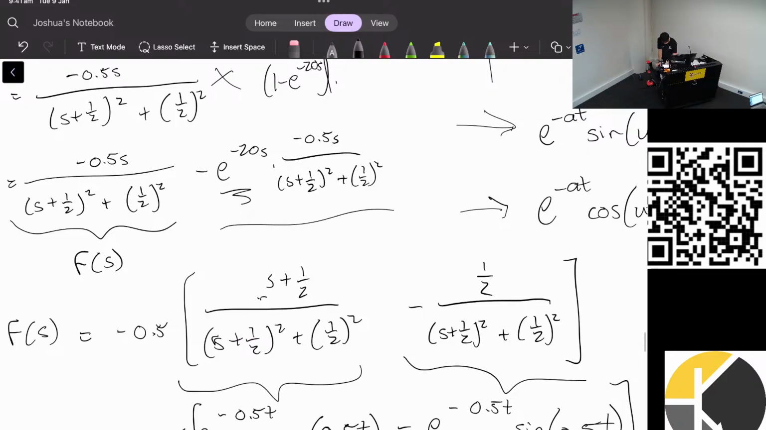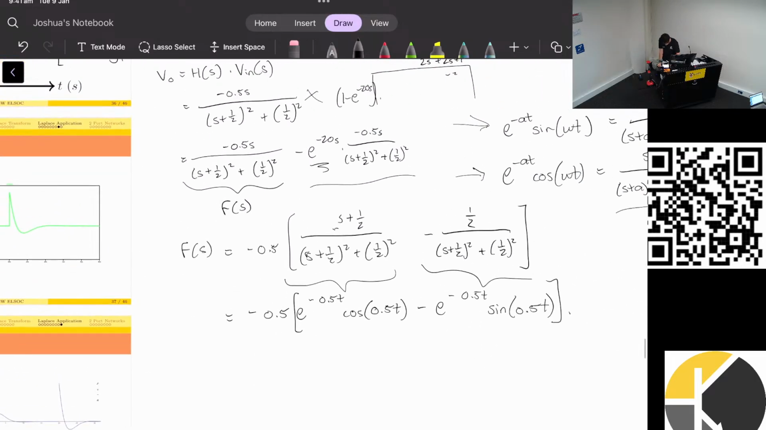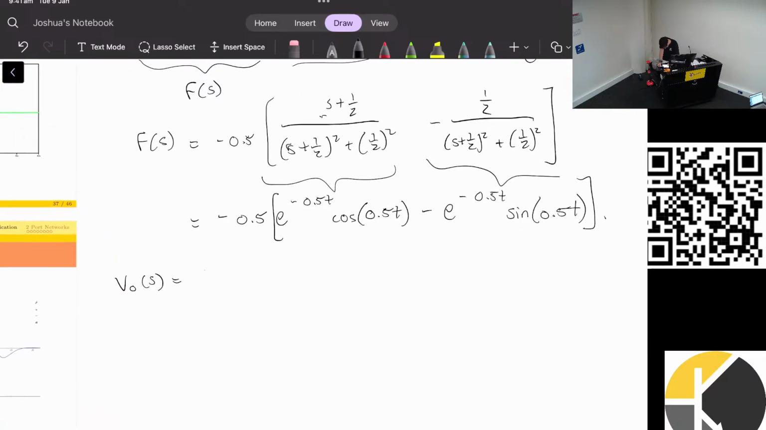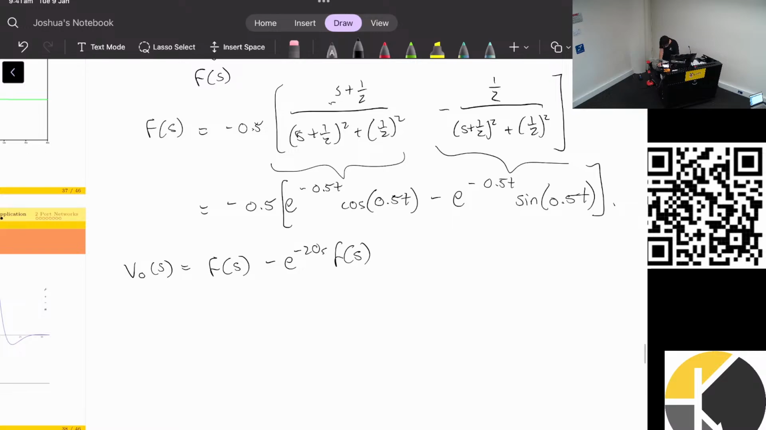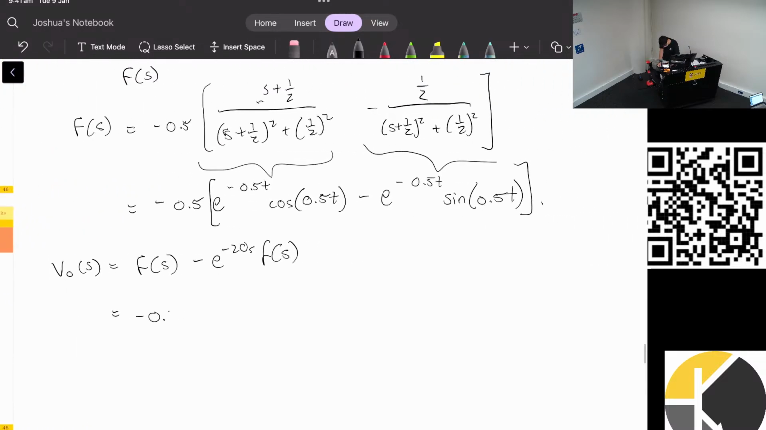So then our second term is just going to be minus with a time shift of 20. So I can write out my final answer as V naught of s equals F of s minus e to the minus 20s F of s. Okay, and I'll write it out for completion's sake.